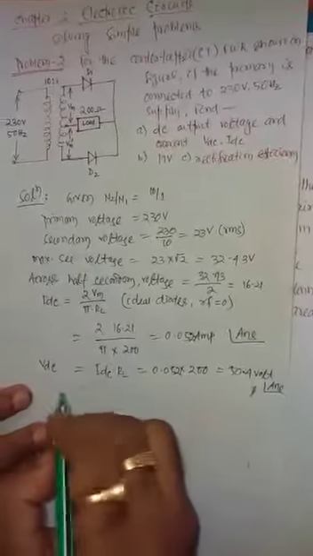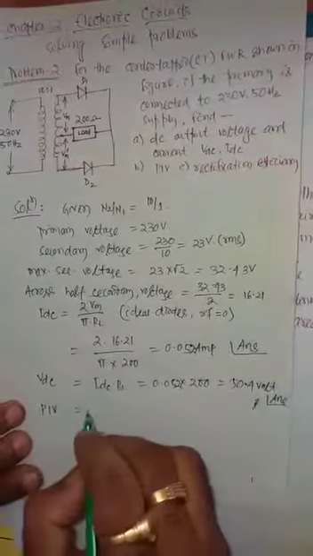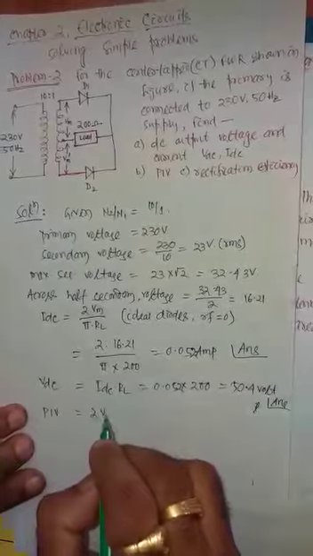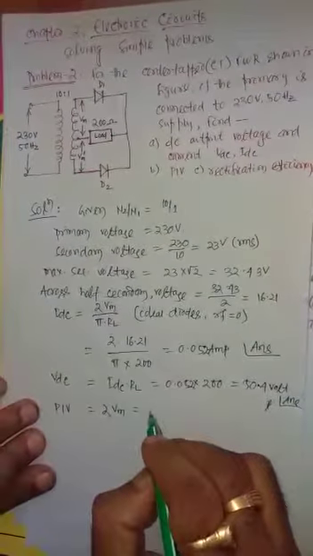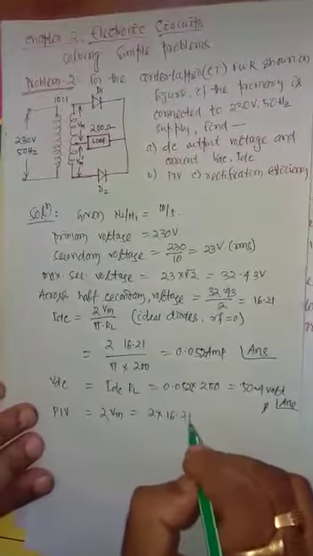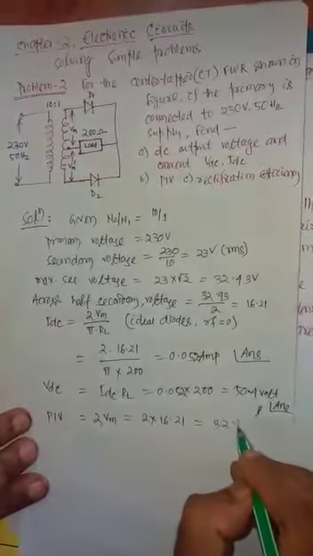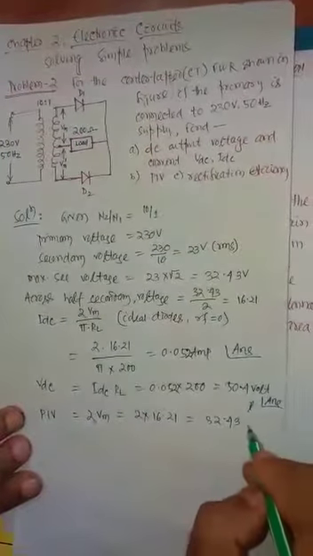Next we will calculate PIV. We know PIV equal to 2 Vm in case of a full wave rectifier. So this is 2 into 16.21, equal to 32.43 volt.